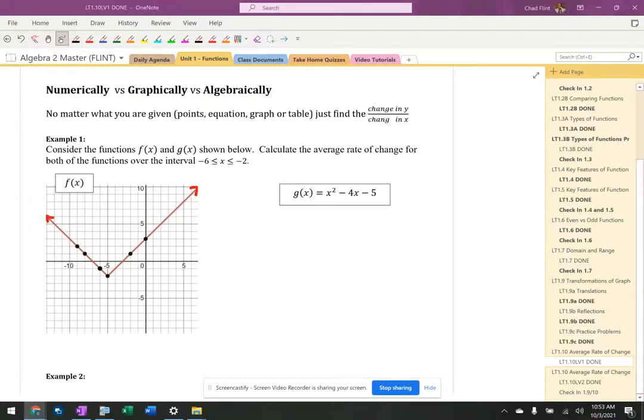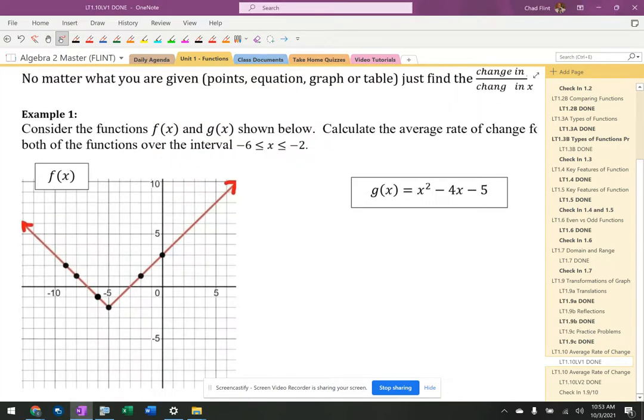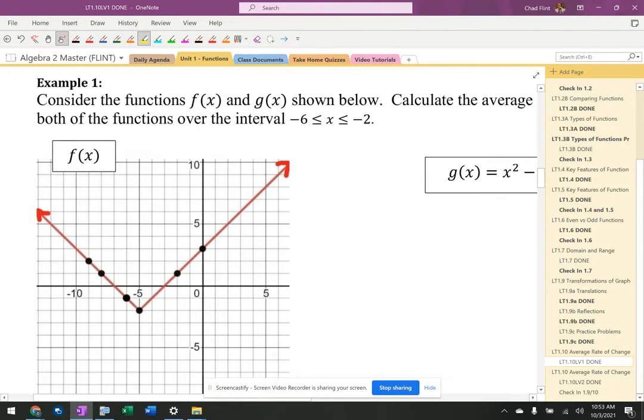So if it's on a graph, we can count the rise and the run. If it's not on a graph, we're going to have to find the coordinates by plugging numbers in. So this is not written in brackets. If this was in brackets, it would say -6, 2. So you don't know what those points are.